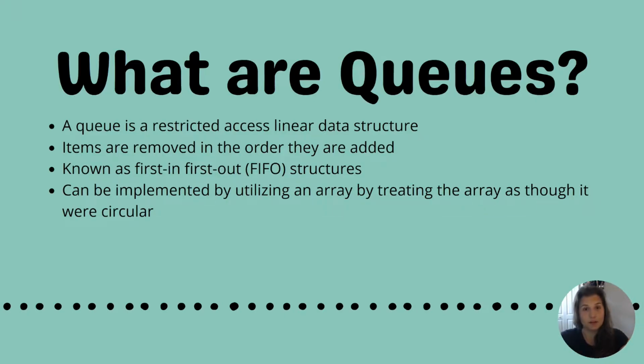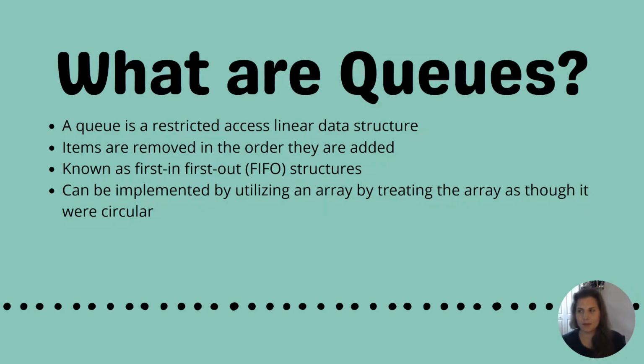An item added to the queue, therefore, has to migrate from the rear of the queue to the front of the queue before it's removed. And items are removed in the order they are added. So for this reason, queues are known as a first in, first out structure, or FIFO.